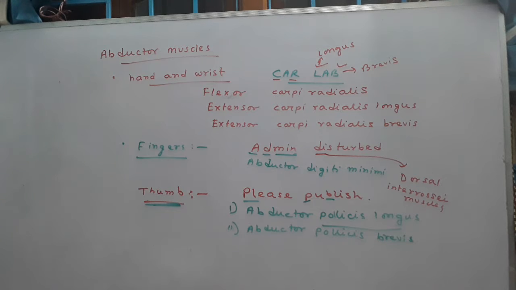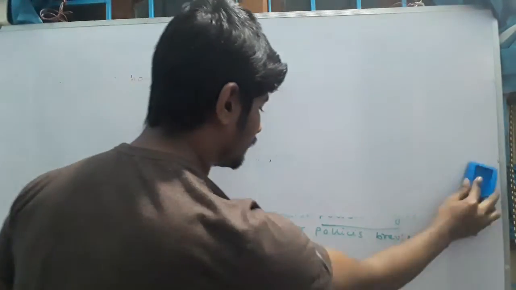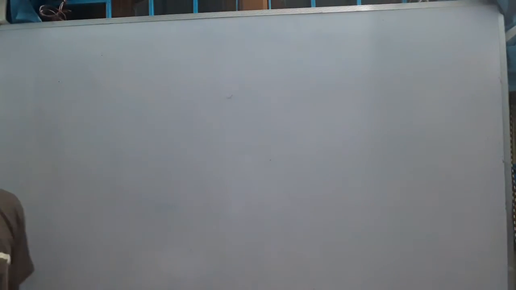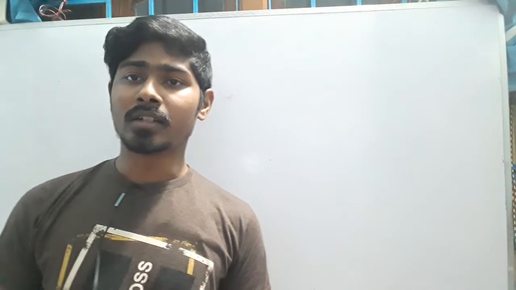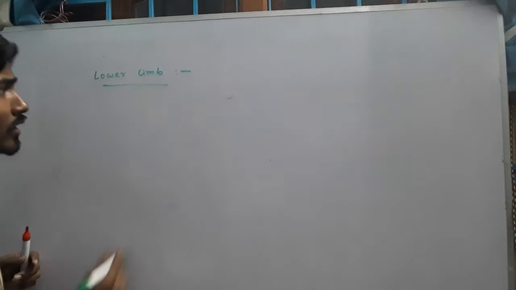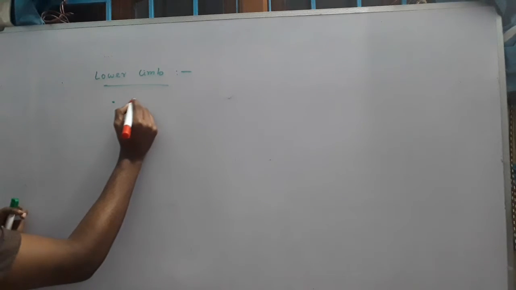Now we will be talking about the abductor muscles of the lower limbs. For this I have to erase the board. Please take a screenshot if you want it. Now let us talk about the abductor muscles of the femur at hip. Okay, so the lower limb abductor muscles. Okay, lower limb. So first of all we will be talking about the femur.